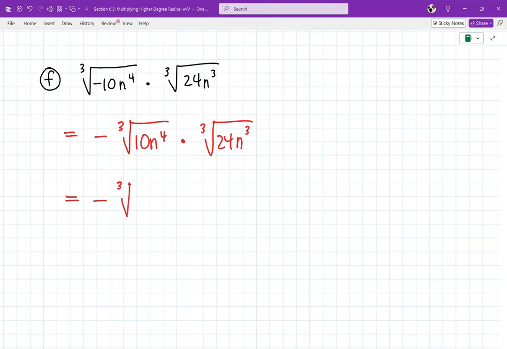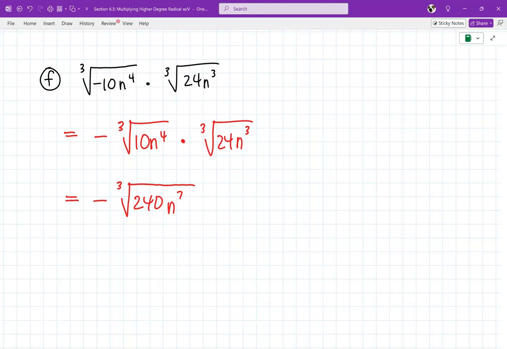Cubed root, 10 times 24 is 240. N to the 4th times n to the 3rd is n to the 7th. Now remember, my index has to match my power, so I'm going to have to break that 7 down into 3s, right? So it's going to be a 3, 3, and a 1, right? Because 3 plus 3 plus 1 is 7. The index will match the powers if I make them 3, 3, 1, so that's pretty good.